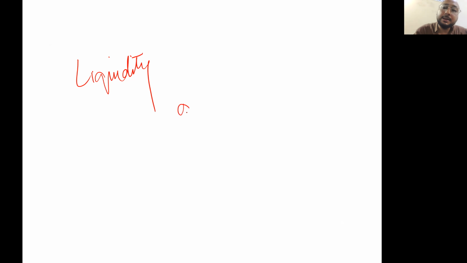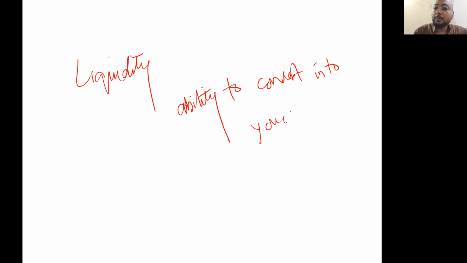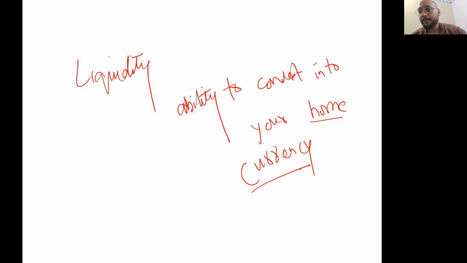So liquidity means ability to convert into your home currency. And if you are in the US, then home currency would be dollar. And if you are in Europe, you call this euro. If you're in Spain, again euro. And if you are in Turkey, it is Turkish lira, right? If you are in Russia, then it is ruble. If you are in Korea, we call this Korean won, right?